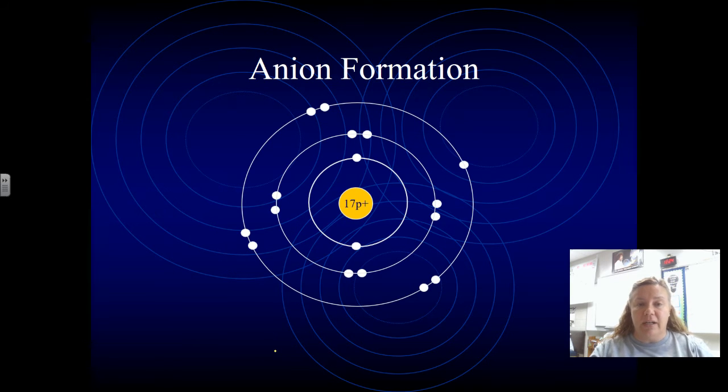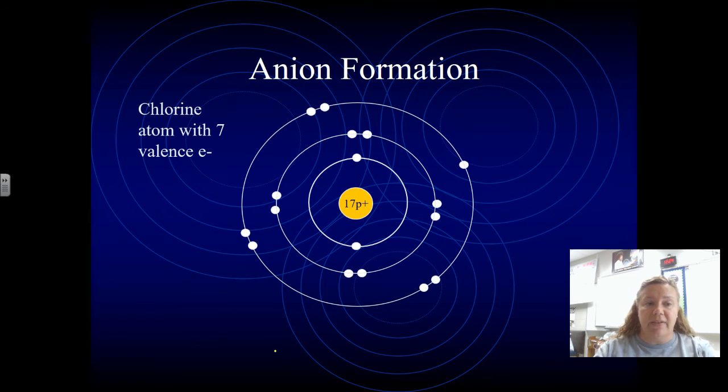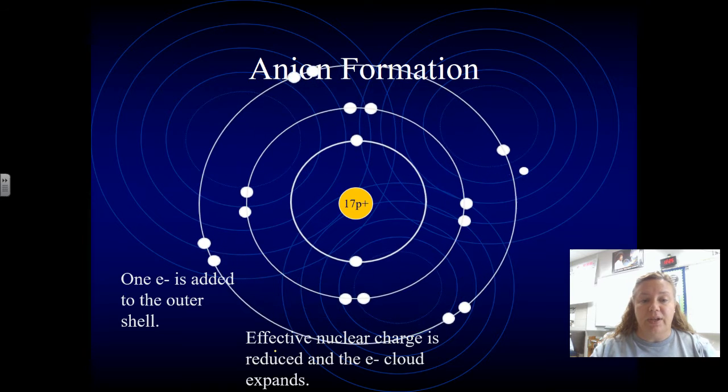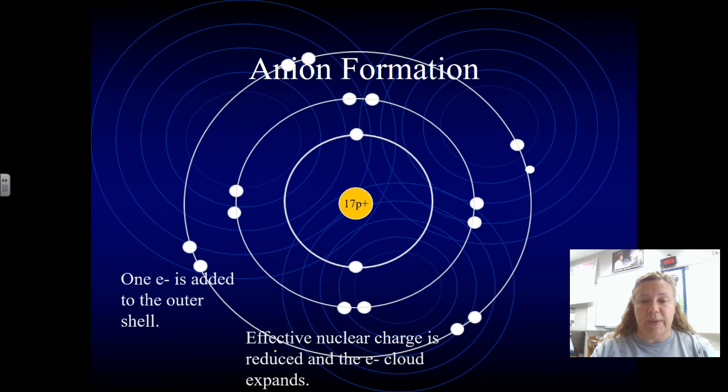Here's a little anion formation. So here's chlorine itself, which has 7 valence electrons this time. One electron is added to the outer shell. Now it has 8 valence electrons. The effective nuclear charge is reduced and the electron cloud expands. We still have 17 protons, so the number of protons isn't reduced, but that effective nuclear charge is reduced because now there are 18 electrons to hold in. So therefore, the electron cloud will expand.